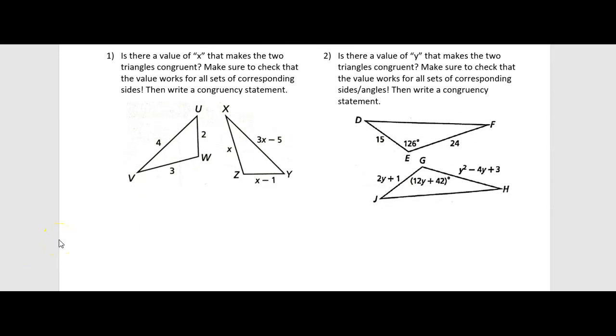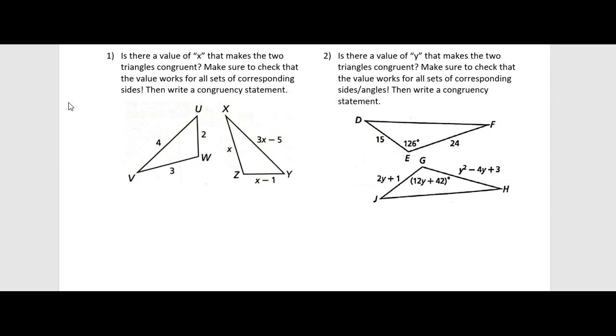Let's do number 1 for these 2 diagram problems. So it says, is there a value of x that makes the 2 triangles congruent? Make sure to check the value works for all sets of corresponding sides. Then write a congruency statement. So we have one triangle with all 3 sides labeled as just numbers, right? Triangle UVW has sides 2, 3, and 4. And our other triangle has expressions for each of the sides. So it doesn't tell us which sides are corresponding.